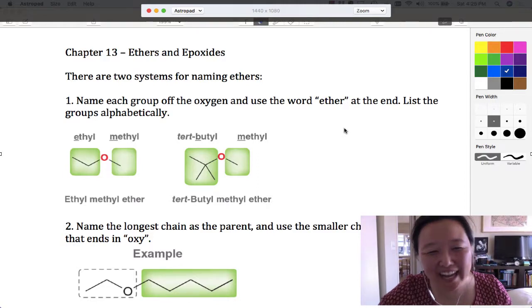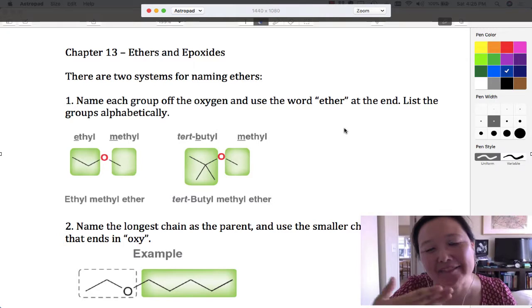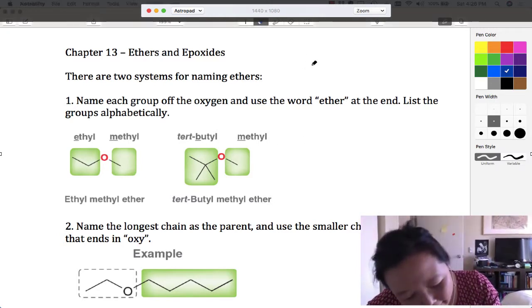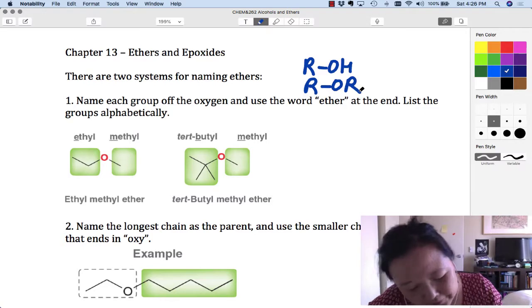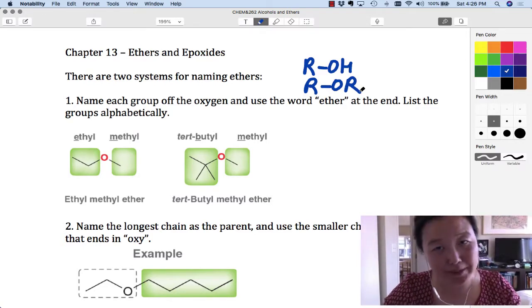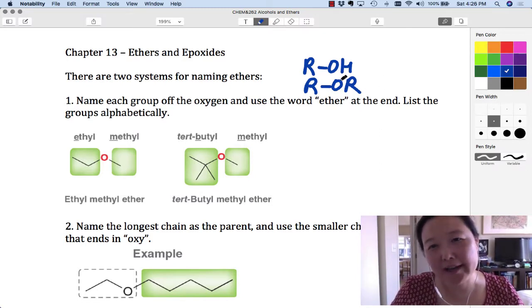Hi everyone. Today we're starting ethers and epoxides, and this is after the alcohol chapter. So basically, alcohols are an R group with an OH group, and now we're covering an R group with an OR group. A lot of times H is replaced by R, and so we have some kind of alkyl group involved. Ethers have a different kind of nomenclature and reactivity, but a lot of times it's somewhat similar to alcohols because of the O.